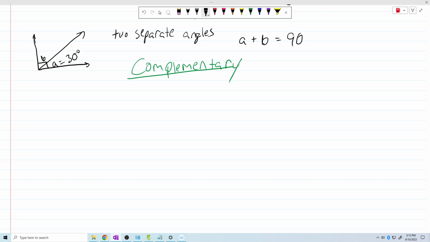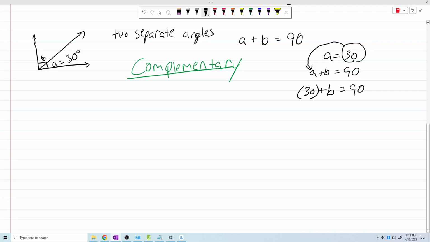So let's go back to our equation here. We're saying that A is 30, and we're saying that A plus B equals 90. Well, we can plug this 30 back into the original equation. So now we have 30 plus whatever B is, at this moment we don't know, equals 90. We didn't change anything else. It's still a true statement.